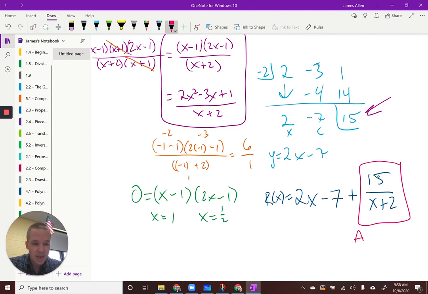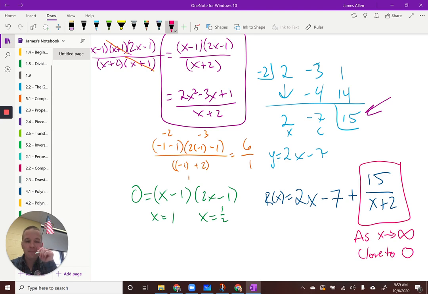Well, as x approaches infinity, meaning as x gets larger and larger, this is going to get really, really close to 0. Never quite get there, but infinitely closer to a value of 0. 15 divided by a million is real close to 0, but 15 divided by 2 million is even closer to 0.